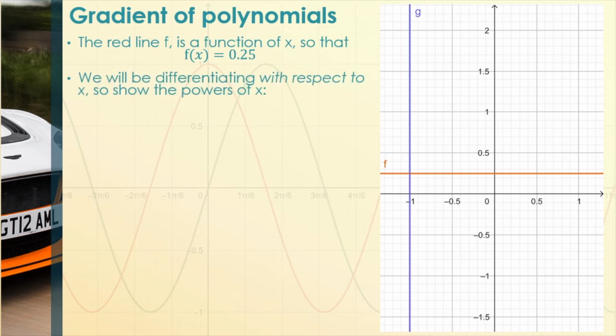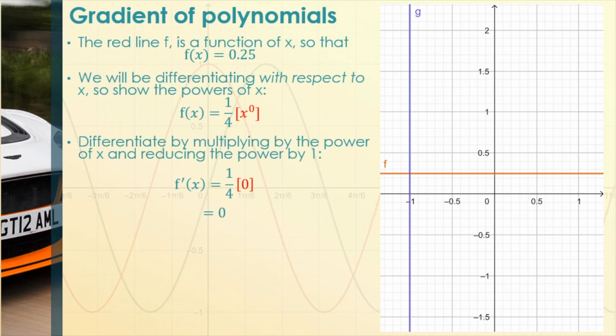So let's show the powers of x. Well, we know that just a number will be multiplied by 1, which is x to the power of 0, so we can put that in. So f(x) becomes 1/4 of x to the power of 0. Now when we differentiate this, we multiply by the power and reduce the power by 1. So multiplying by the power becomes 0. So the answer of f'(x) is 0, confirming what we already said. A gradient of 0 always indicates a flat or horizontal line.